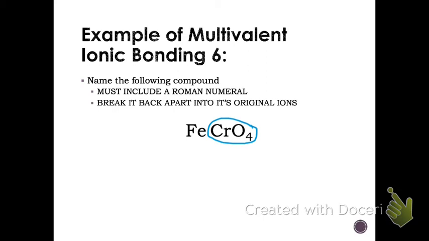Chromate? Chromate. I was going to say chromium oxide. Well, if it was a compound, it would be, but this is an ion, and they are on your ion chart. So CrO4 is chromate. And when we look that up, we get that CrO4 has a negative 2 charge.